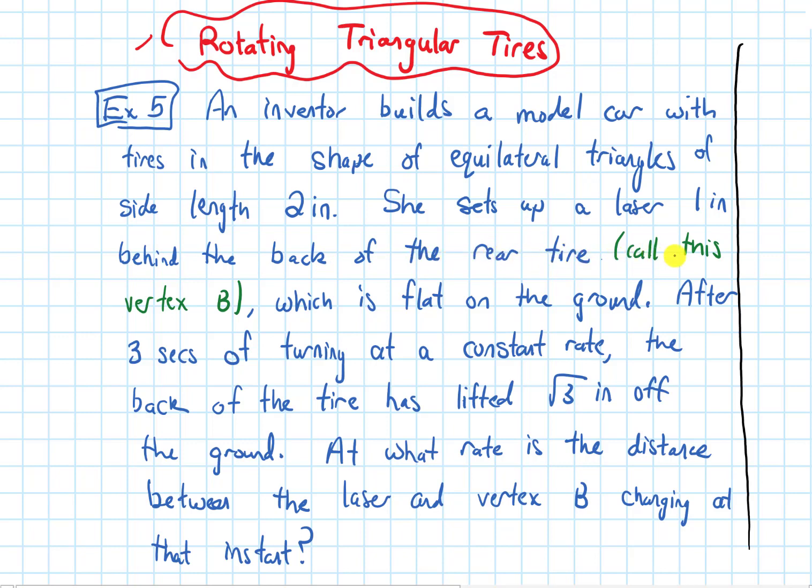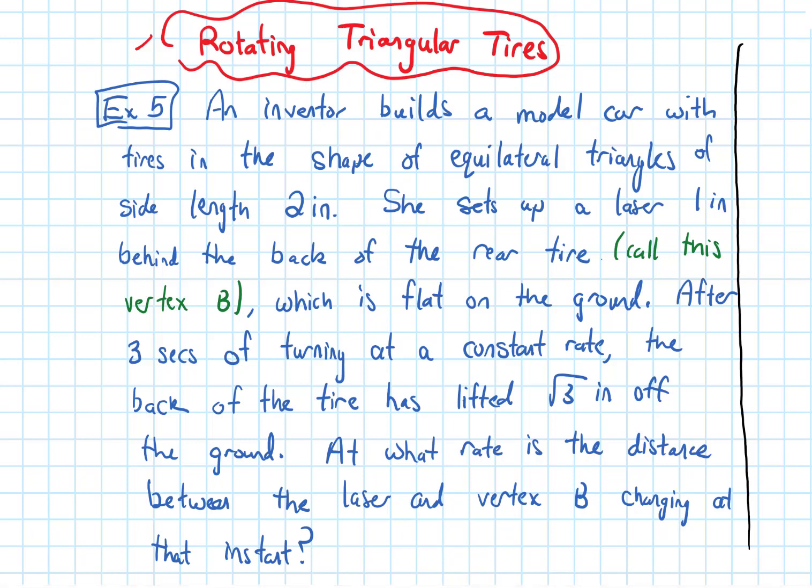I'm going to call that vertex B, where the back of the rear tire is, which is flat on the ground. So the rear tire is flat on the ground because it's a triangle shape, so it's going to be this orientation where this is flat on the ground. And after 3 seconds of turning at a constant rate, the back of the tire has lifted square root of 3 inches off the ground. At what rate is the distance between the laser and vertex B changing at that instant?